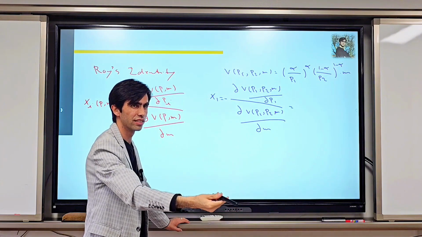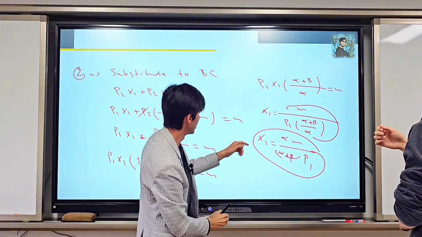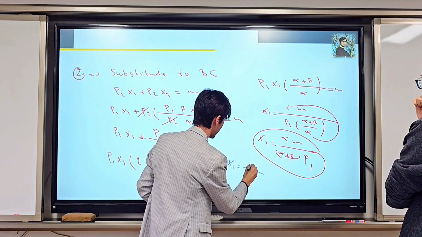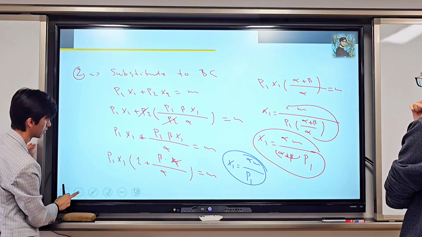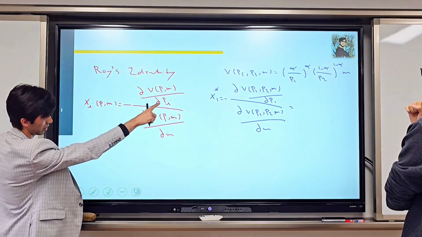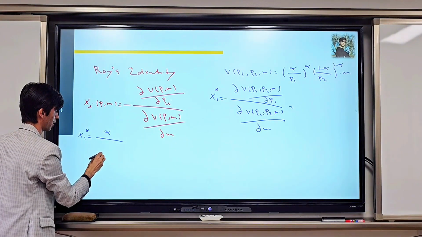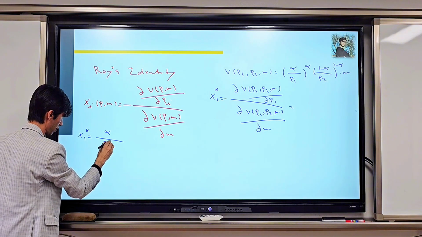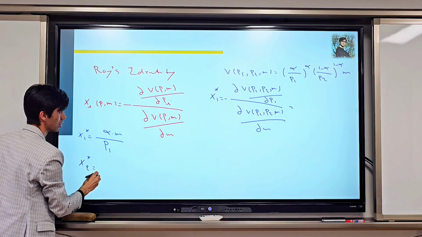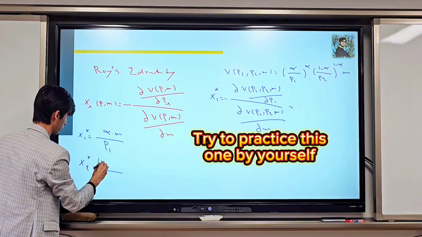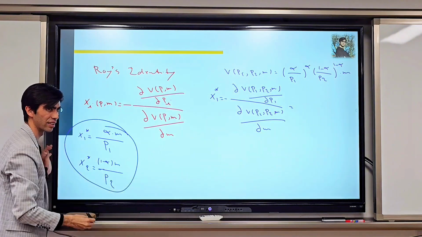Can you find it? You have to find this result. When you use Roy's identity, the result of x1 star should be equal to alpha M divided by P1, and x2 star should be equal to 1 minus alpha M divided by P2. You should find exactly this one.